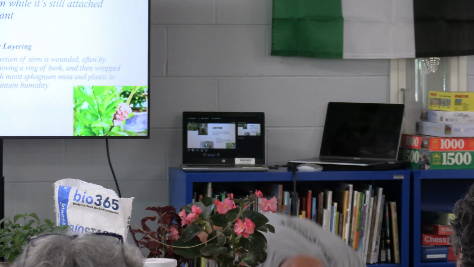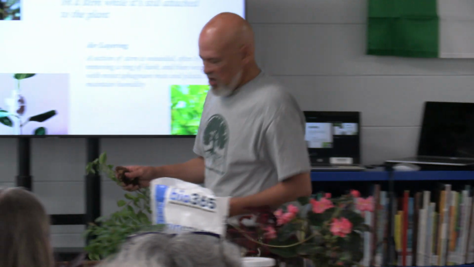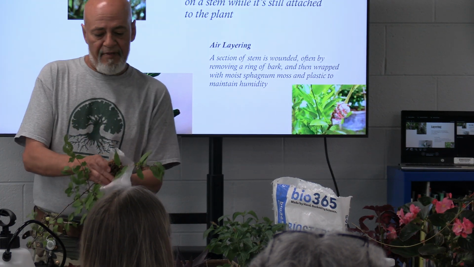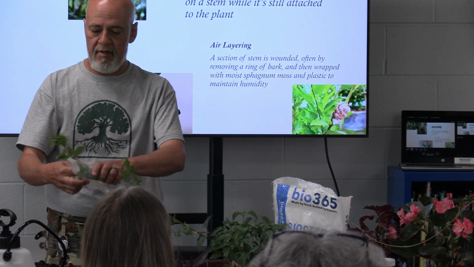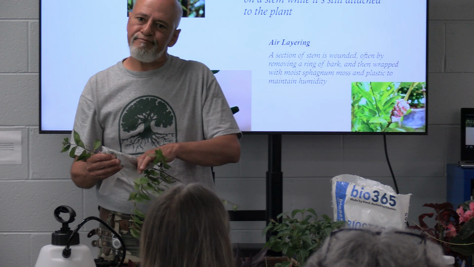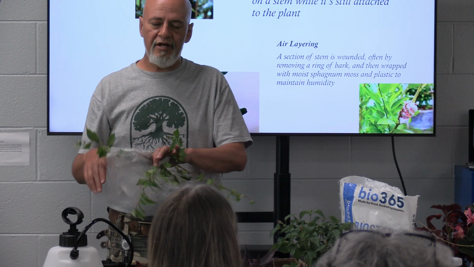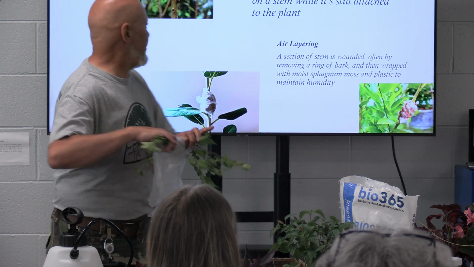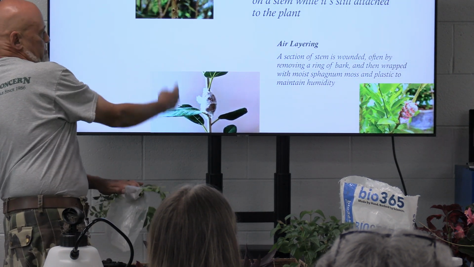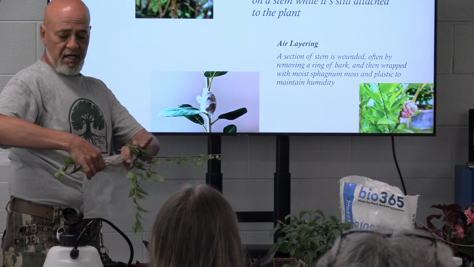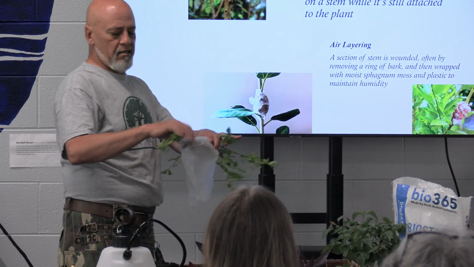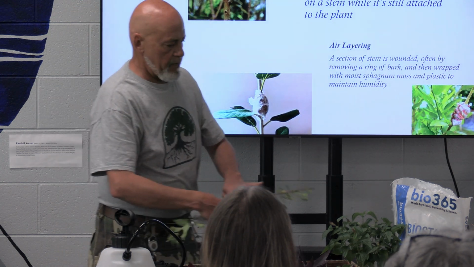Oh, here it is. I use Saran wrap, but I didn't have any Saran wrap at the store. Just gonna wrap this up like that. You want it to be clear, because you're gonna see roots come through, and that's how you know it's good. And then you're gonna tie it with rubber bands or whatever you want, twist ties or whatever. I usually use something that's a little elastic, like a rubber band.